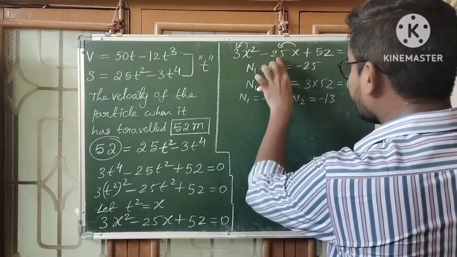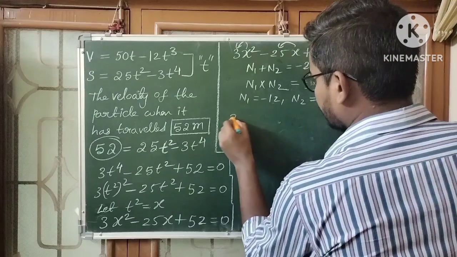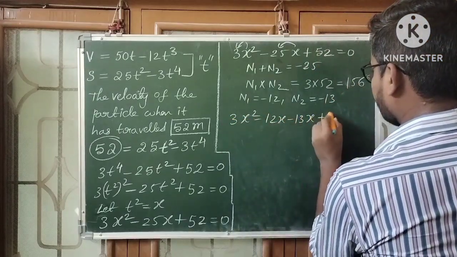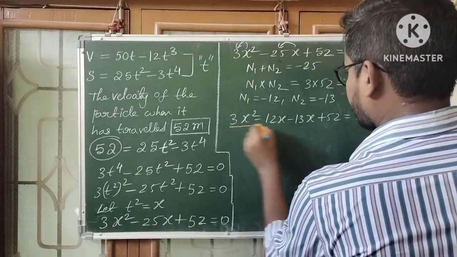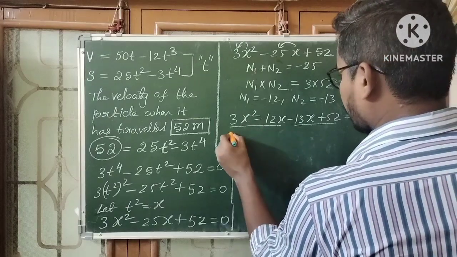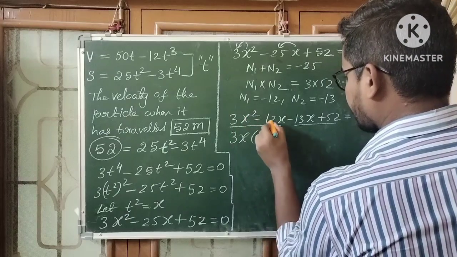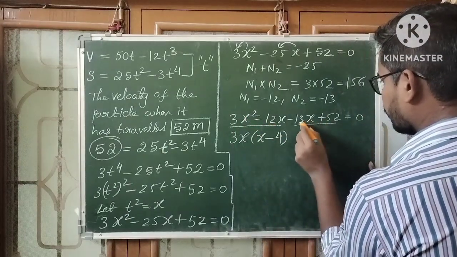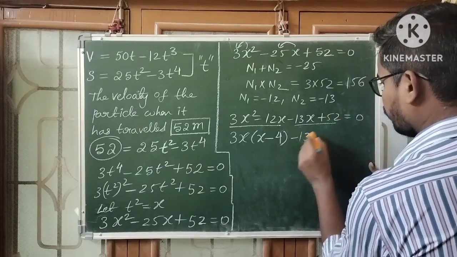Now split the middle term using minus 12 and minus 13. 3x square minus 12x minus 13x plus 52 is equal to 0. Just observe the first two terms and the last two terms. In the first two terms, what is the common thing? 3x is common, so the remaining is x, 3 4s are 12, so x minus 4. In the last two terms, we know that 13 4s are 52, so take minus 13 common.